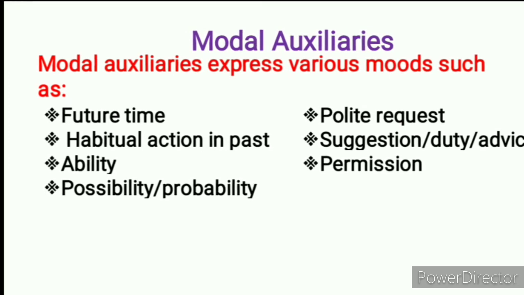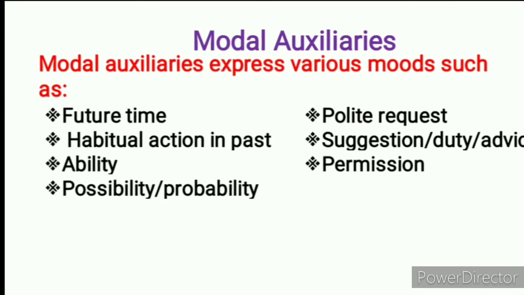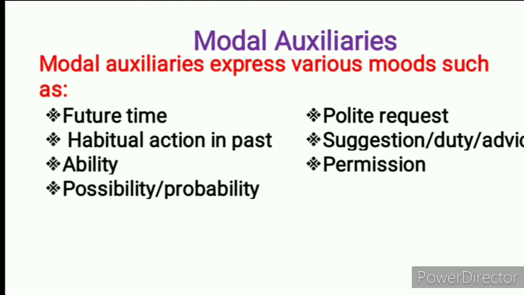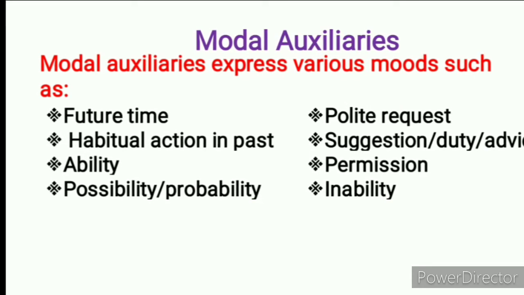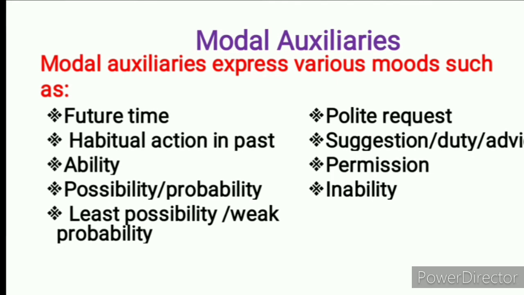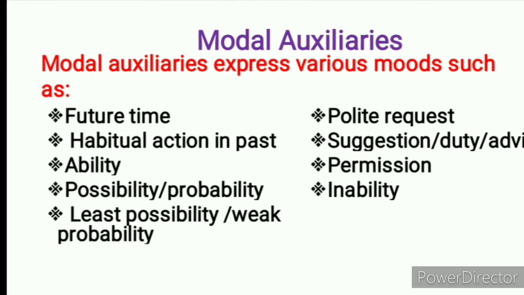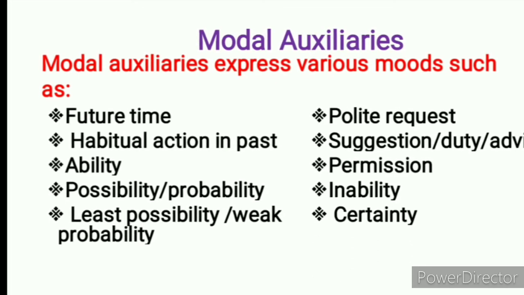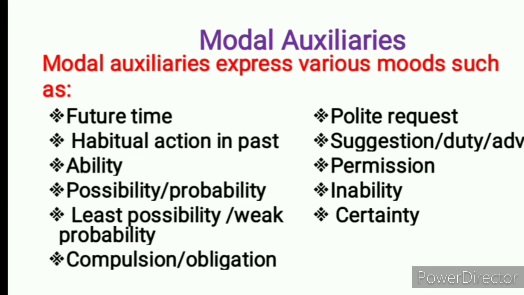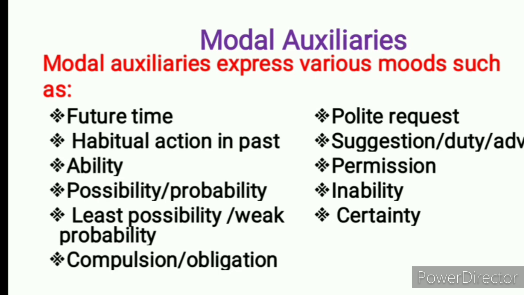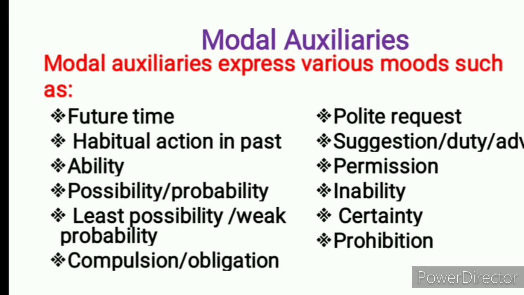Possibility, possibility is also called probability, both are synonyms. शक्यता असणे, संभवता असणे. Next, inability, inability सक्षम नसणे. Next one, least possibility or weak probability, कमी शक्यता असणे, कमी संभव असणे. Certainty, खात्री असणे, ठासून सांगणे. Next, compulsion and obligation, सक्तीचे असणे, बंधनकारक असणे. Prohibition, मनाई असणे.